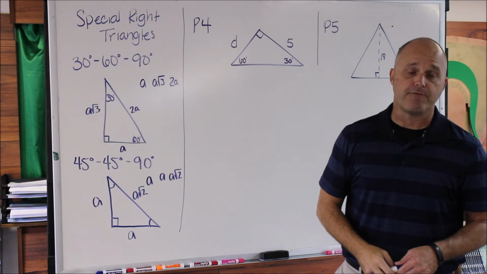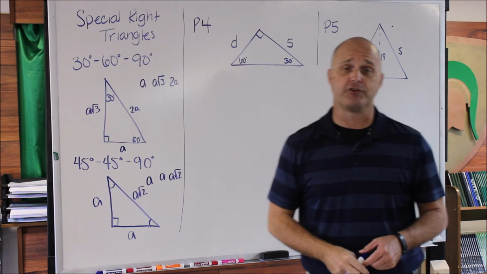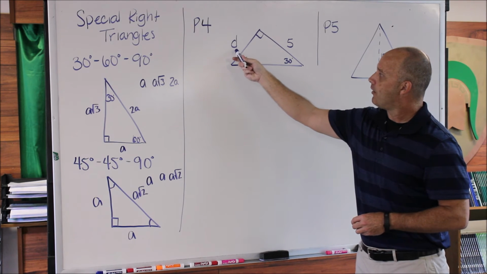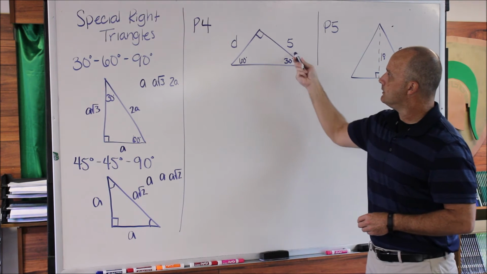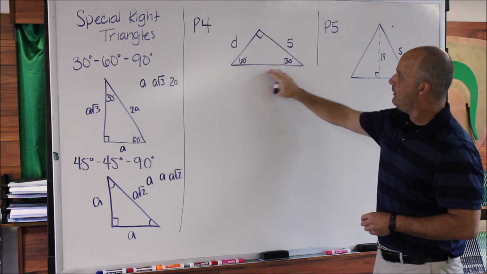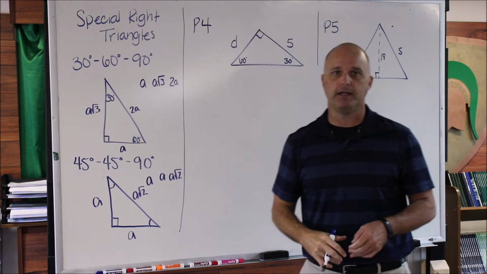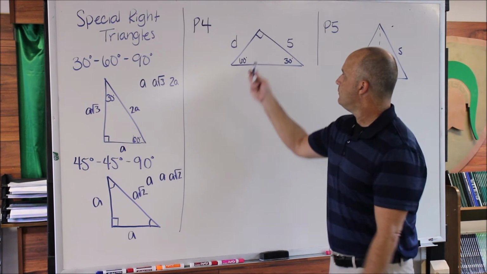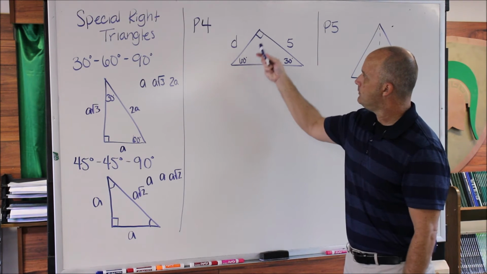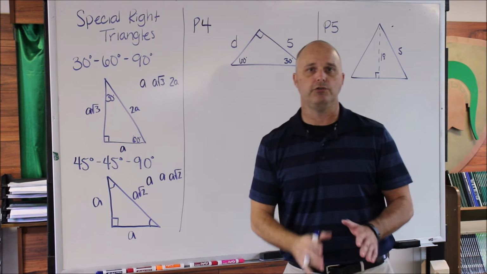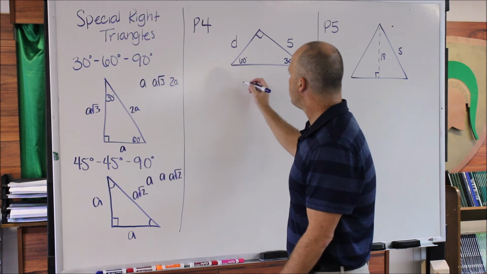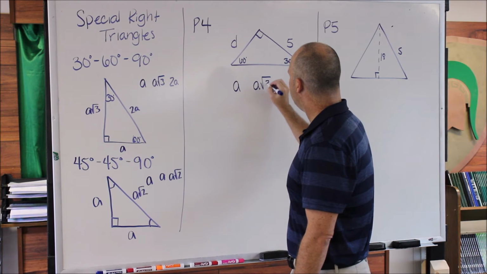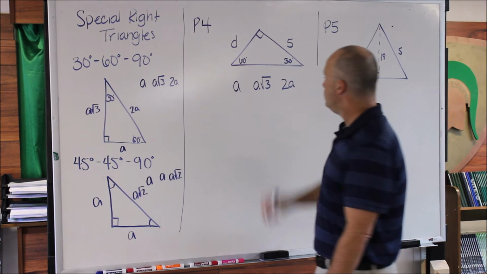In problems number 4 and 5, we're going to be looking at 30, 60, 90 triangles. For these, on our first one, we've got a length of D and a length of 5 on our legs, and then we've got a hypotenuse that's not been given. All we're looking for here is the length of D. Notice that we've got, again, 30, 60, 90, so that tells us we're going to use our proportions. So our proportions for 30, 60, 90 are going to be A, A square root of 3, and 2A.